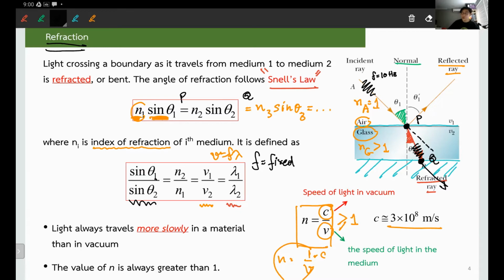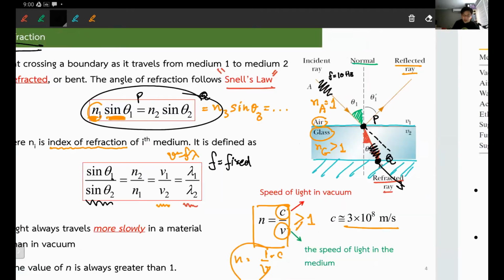Okay, so maybe I talk too much today, but that's pretty much it. When I say pretty much it, it's because we are going to use Snell's law down until total internal reflections and everything. Okay, sounds good? All right, let's take a look at how it goes.